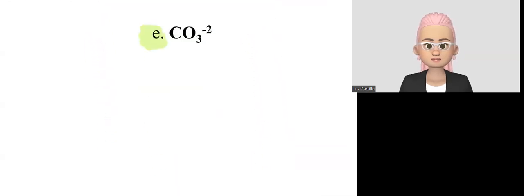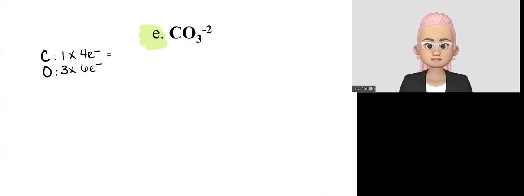Here we have carbonate. Let's first find the valence electrons available for bonding for carbonate. In the chemical formula of carbonate, I have carbon and I have oxygen. Carbon lives in group 4A, and there's only one carbon in this chemical formula. So there's 4 electrons that carbon is contributing. Oxygen, there's 3 of them because oxygen lives in 6A. Then 6 electrons are going to be contributed by each oxygen.